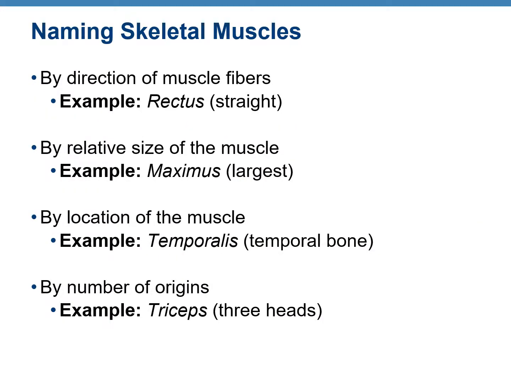Muscles are named in a wide variety of ways. For example, by the direction of or the orientation of the muscle fibers, that would be a rectus. By the size of the muscle, for example, maximus or medius. By location of the muscle, for example, temporalis, that means it's close to the temporal bone. By the number of origins, for example, triceps with 3 heads.